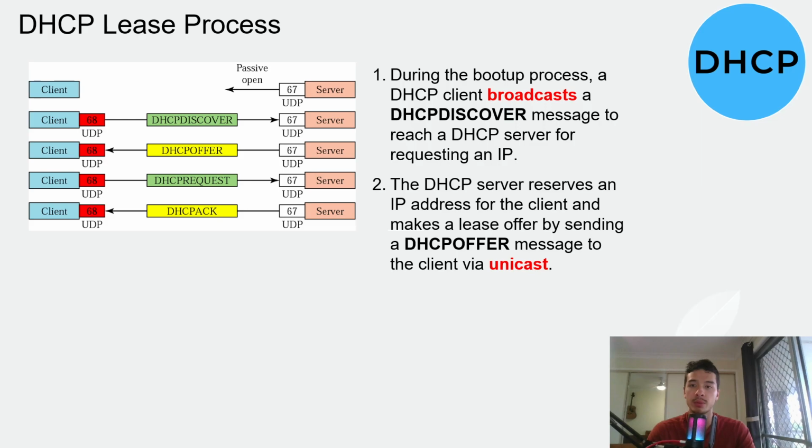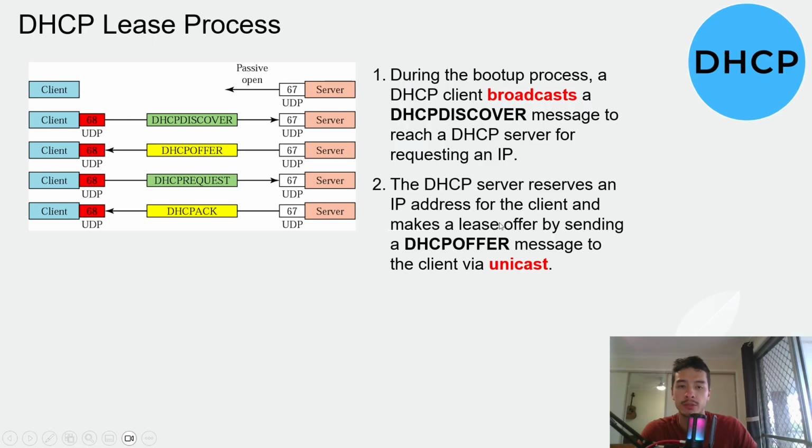How it works, this is the leasing process. It's quite confusing actually, but here it is. During the boot up process, a DHCP client broadcasts a DHCP discover message to reach a DHCP server for requesting an IP address. As you can see here, you have your client and your DHCP server, and you request it. You have your ports in here: this is your client port, this is your server port. You're requesting from the DHCP server.